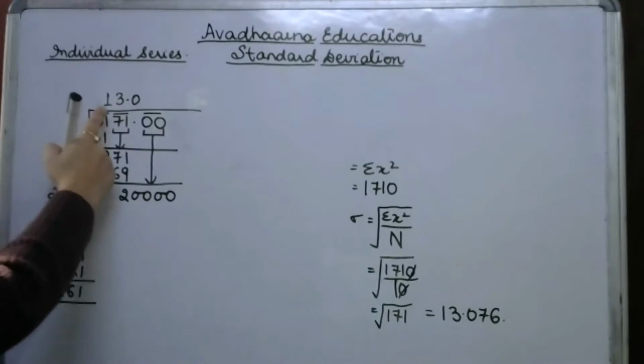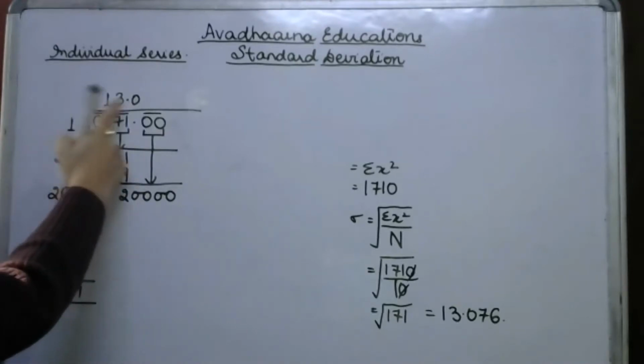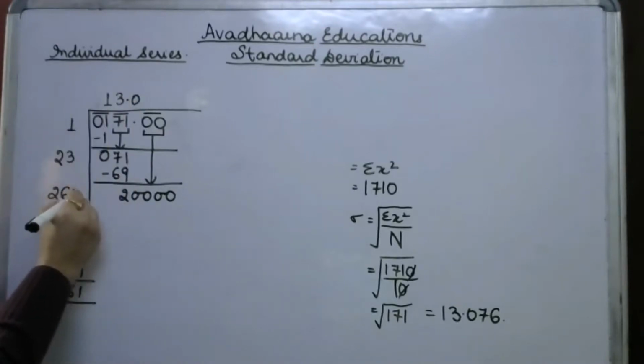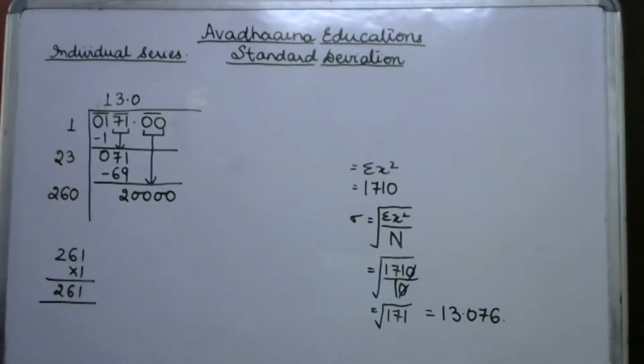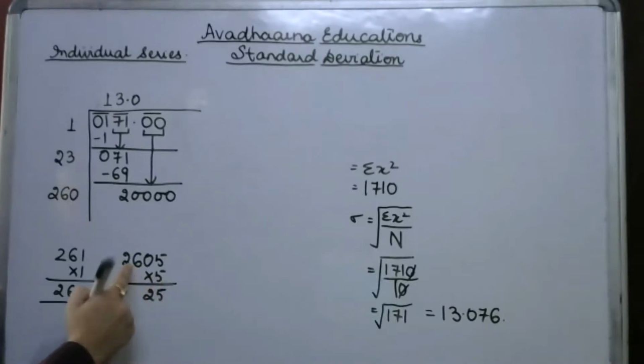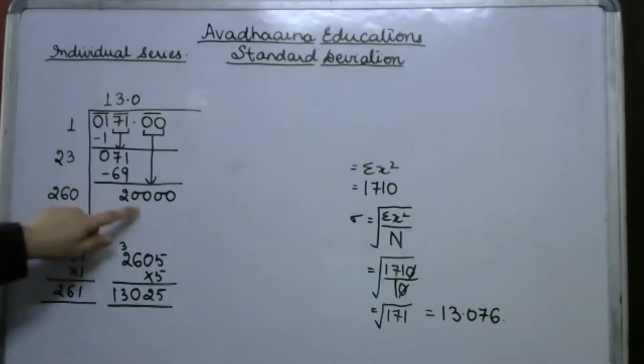Now this will become 130. 130's double will be 260. Now let's see, 260. Let's try it with 5. So 5 5s are 25, 5 6s are 30, 3, 5 2s are 10, 13. So this is 13,025, which is less than 20,000.